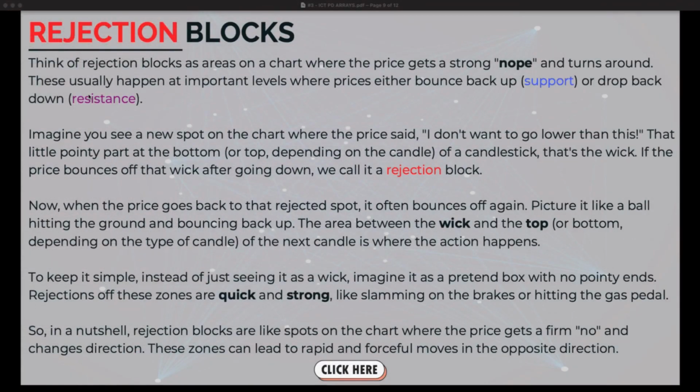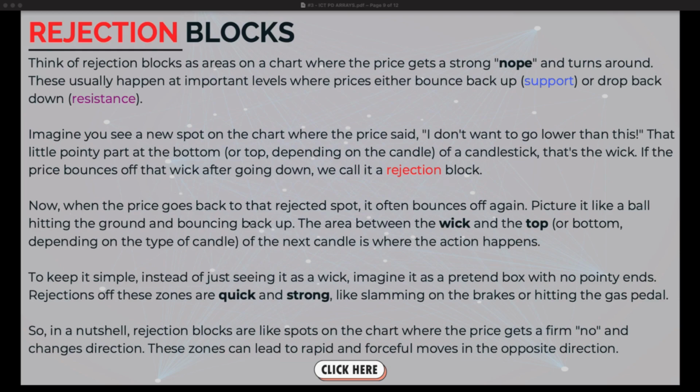Now let's talk about rejection blocks. Think of rejection blocks as areas on a chart where the price gets a strong nope and turns around. These usually happen at important levels where price either bounces back up or drops back down. Imagine you see a new spot on the chart where the price said, I don't want to go lower than this. That little pointy part at the bottom or top, depending on the candle, of a candlestick, that's the wick. If the price bounces off that wick after going down, we call it a rejection block.